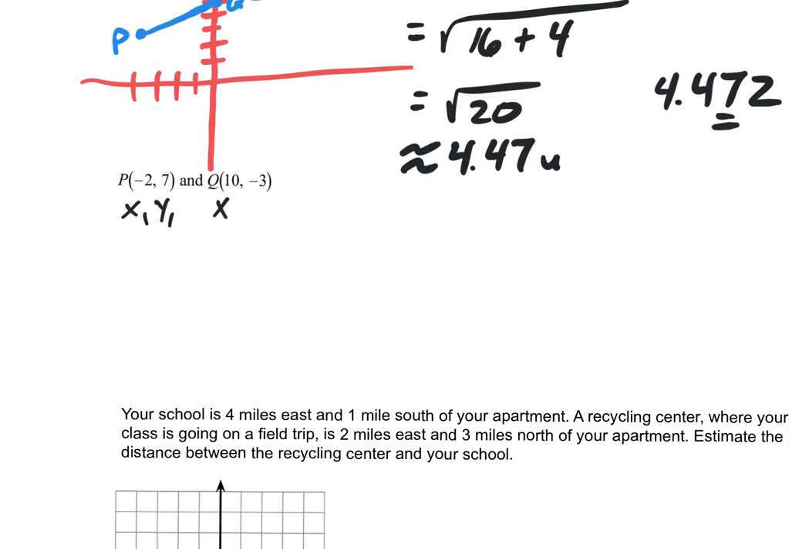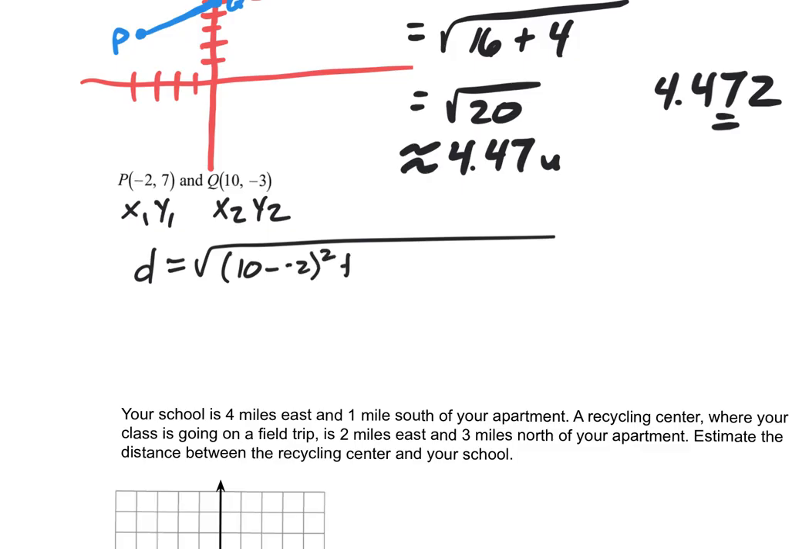So we're going to label our points. If you want to rewrite the formula, you can, but you don't necessarily have to. And so then, as I simplify here, we're going to go 10 minus negative 2 squared plus y2 minus y1, which would be negative 3 minus 7 squared.